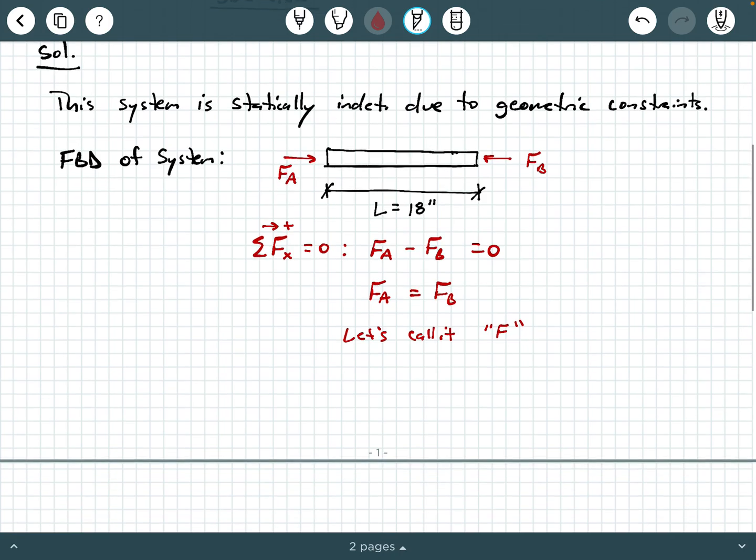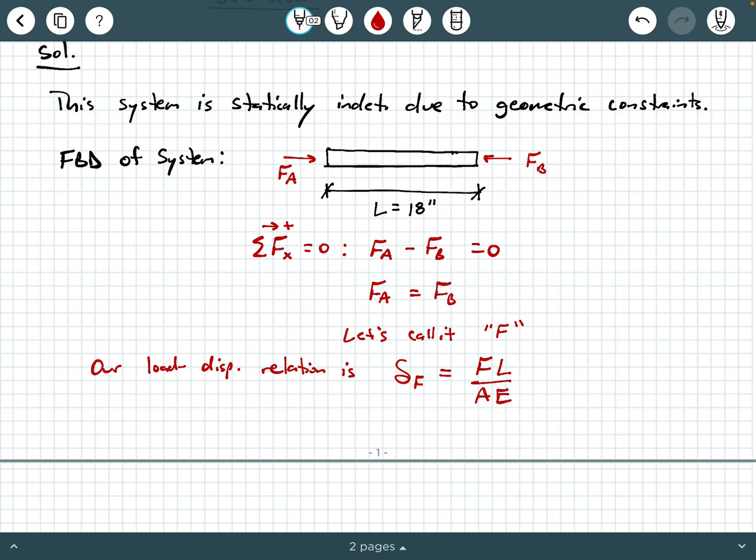So the load displacement relationship due to F is going to be our famous FL over AE relationship. So let's go ahead and write that down. Our load displacement relation is delta, and I'm going to call it delta sub F because it's due to the reaction force F, and I'm going to say that's equal to FL over AE.